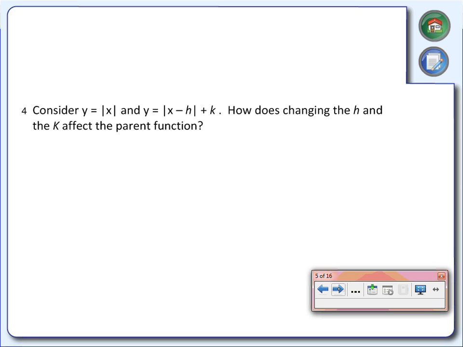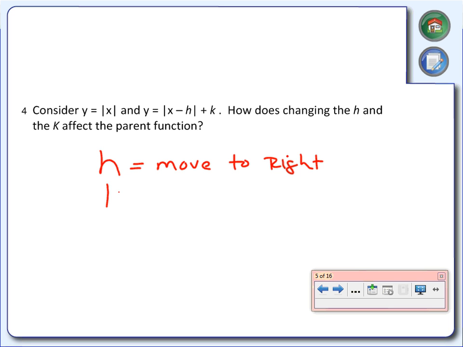Consider y equals the absolute value of x and y equals the absolute value of x minus h, plus k. How does changing the h and the k affect the parent function? So let's start with h. It's inside the brackets. So what is it going to do when we subtract from the x? Moves it to the right. So h is going to move the graph to the right. Of course, if that was a plus h, then it would move it to the left.